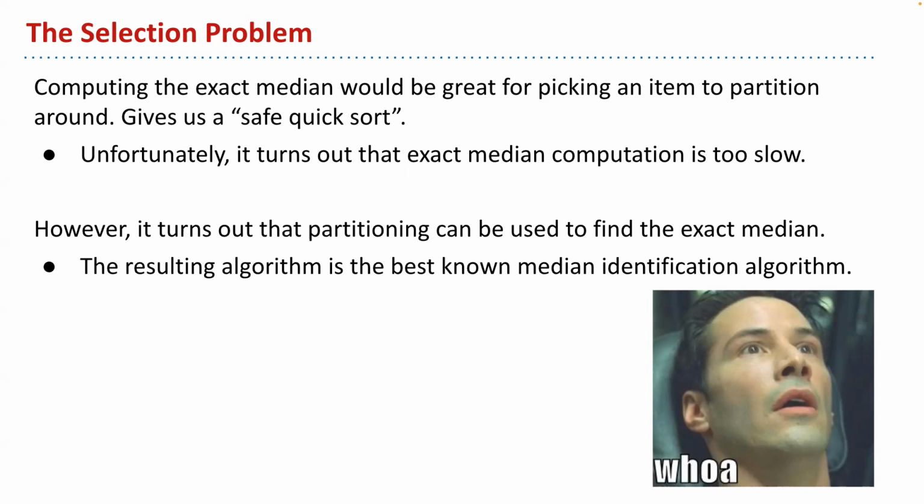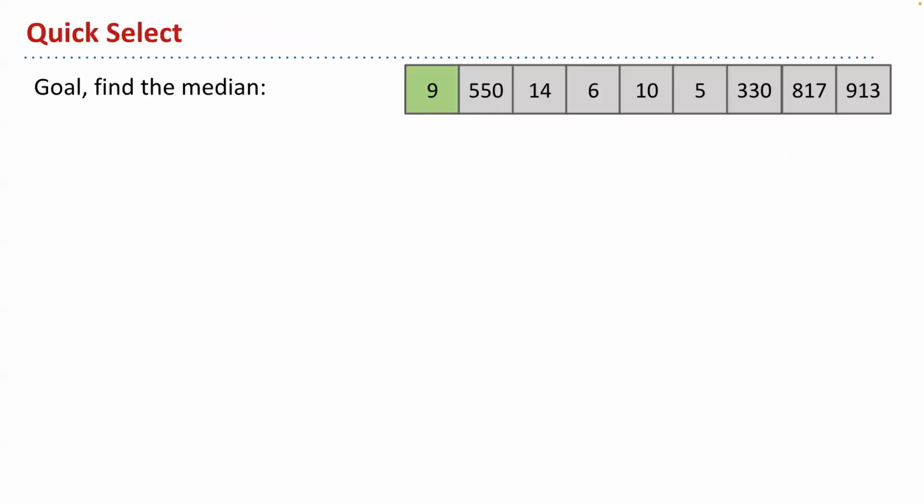But it also turns out the partitioning is the best known algorithm to find the median, hence the Keanu Reeves face. This is my last of 2 Keanu Reeves faces that I have, and they're both quicksort related for good reason. All right. So the idea here is, let's say we have this array. We want to find its median.